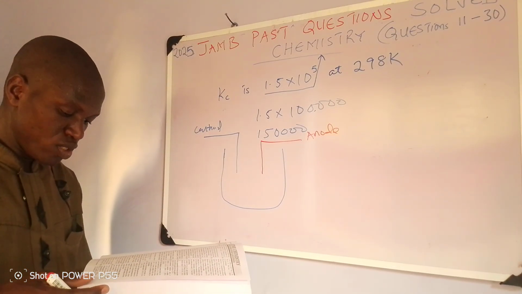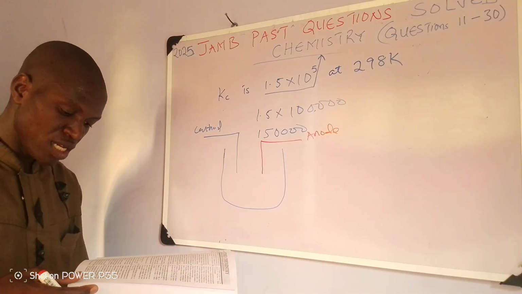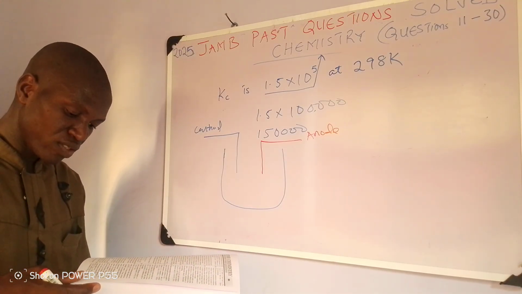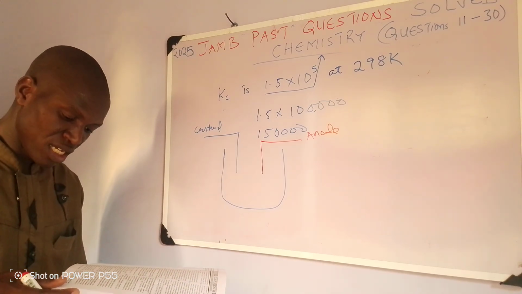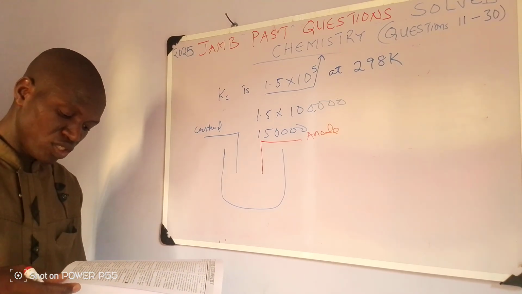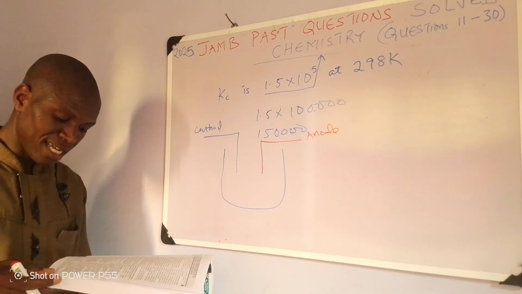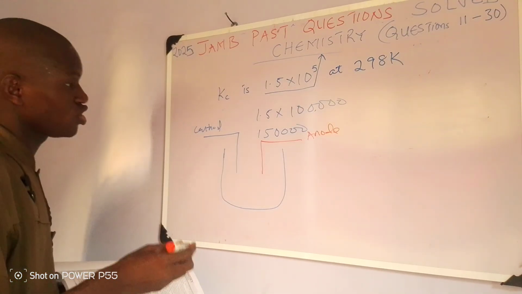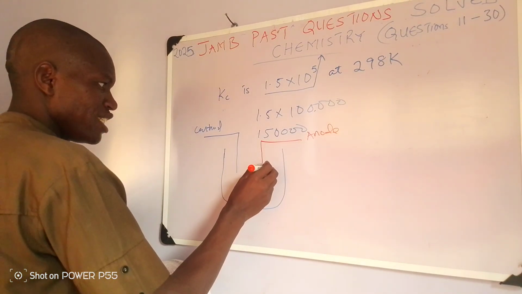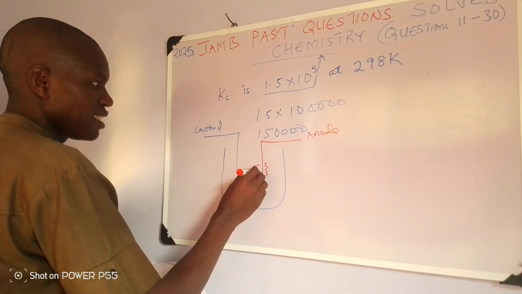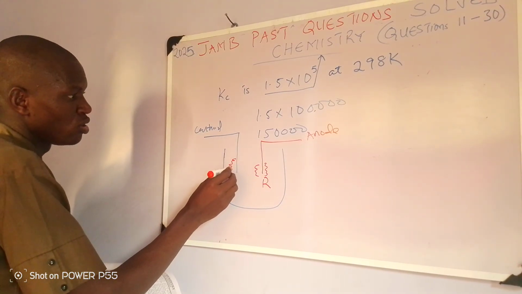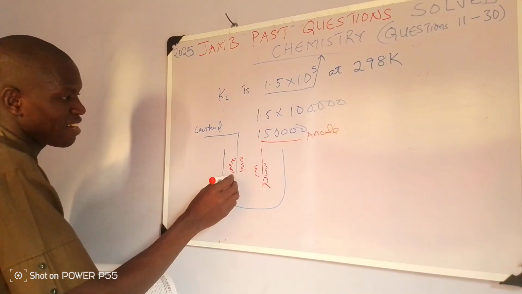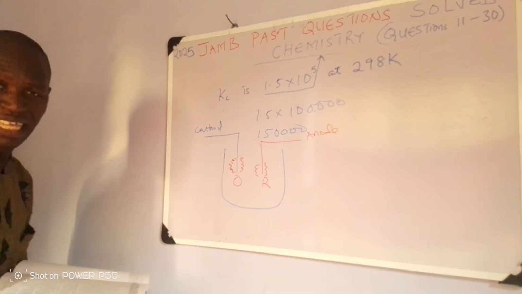A, at the anode where reduction occurs. B, at the cathode where oxidation occurs. C, at the anode where oxidation occurs. D, in the salt bridge. The correct answer here is at the anode where oxidation occurs. Where oxidation occurs, reducing agents are found there. Where reduction occurs, oxidizing agents are found there.